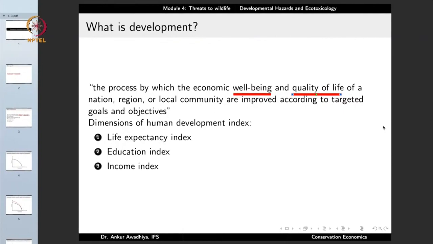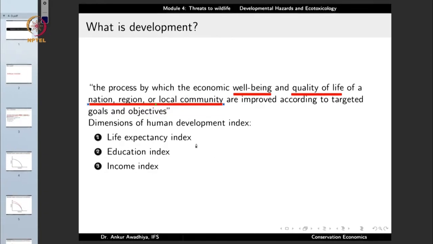So in the case of economic development, we are talking about the economic well-being of a nation, region or local community. So we can look at development at different scales. We can look at development at the scale of a nation or region or a local community. But when the economic well-being increases and also the quality of life increases, then we say that there is an economic development that is occurring.